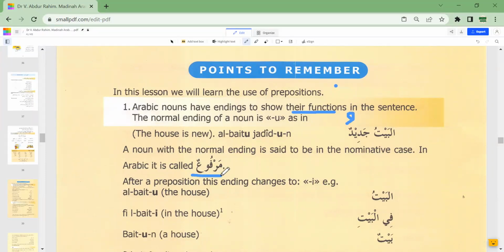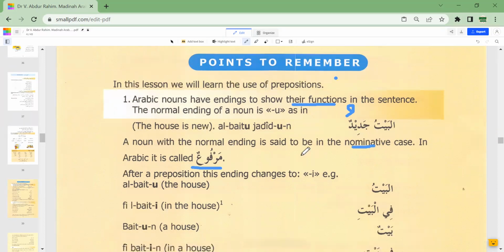And this is called marfu, or in English, nominative case. It's called marfu when it ends with either dhamma or dhammatain. Al-baytu jadidun. Both of these words: al-baytu is marfu and jadidun is also marfu.